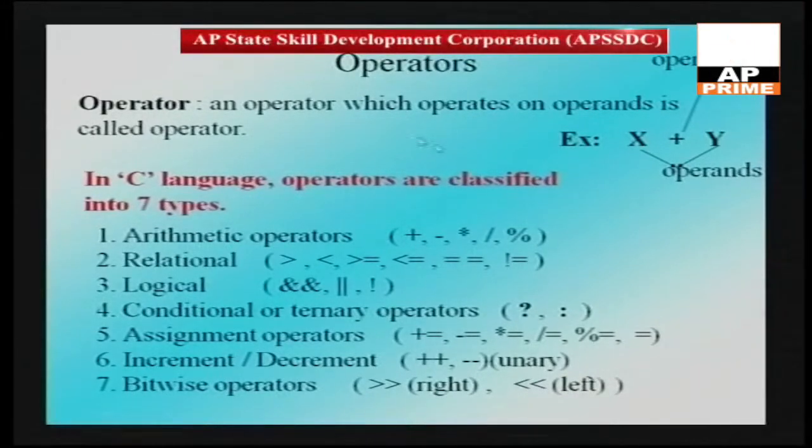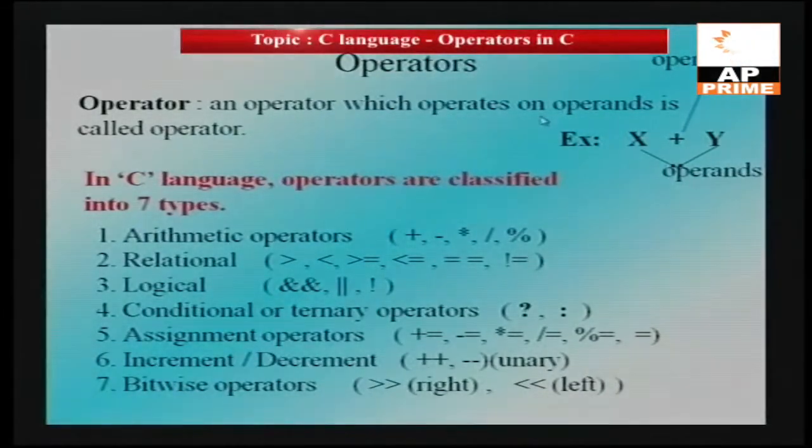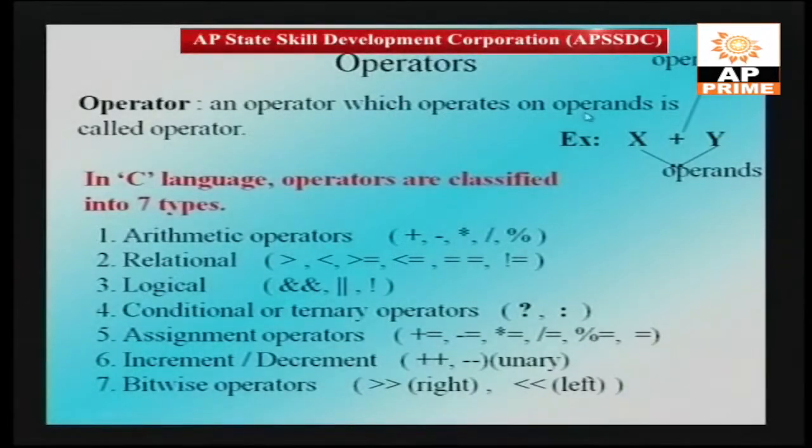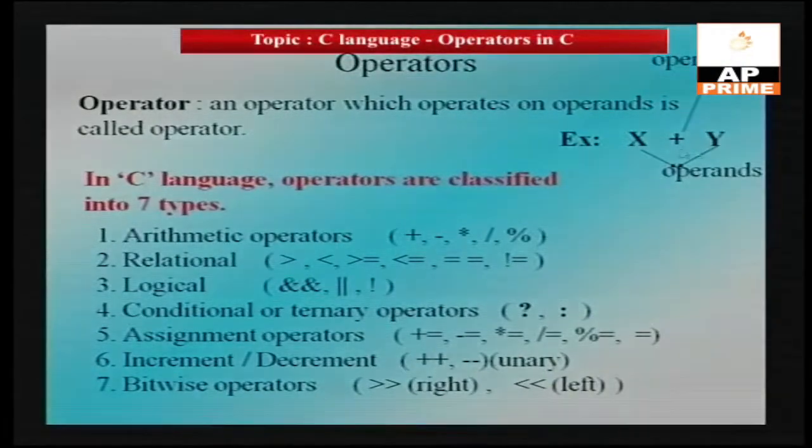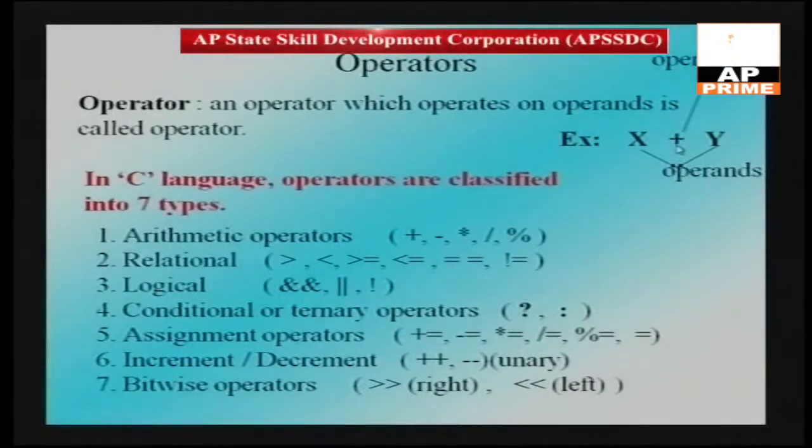Now see what is meant by operator here: it operates on operands. Whenever you perform any operation, you perform it with some operands, which are called variables. Like you see, you have an expression x plus y. In that x plus y, x and y are called operands, and plus is called the operator. x and y are called operands or variables.